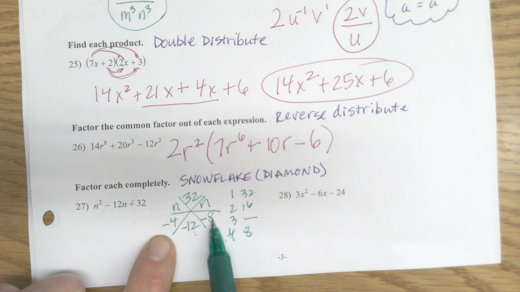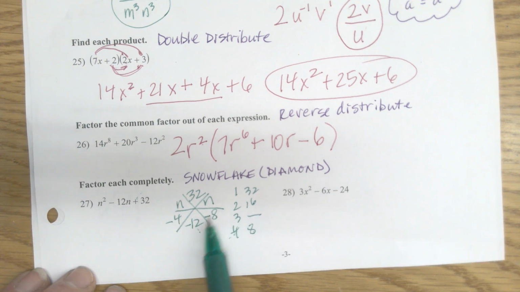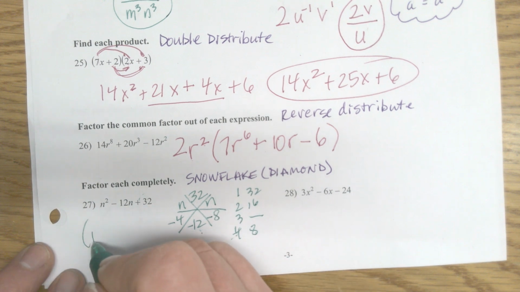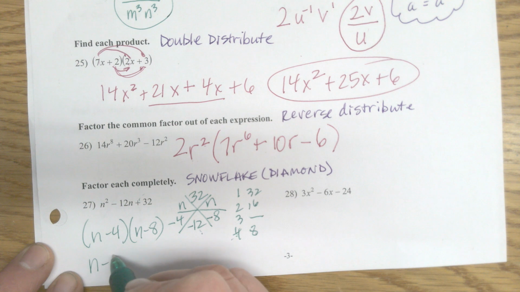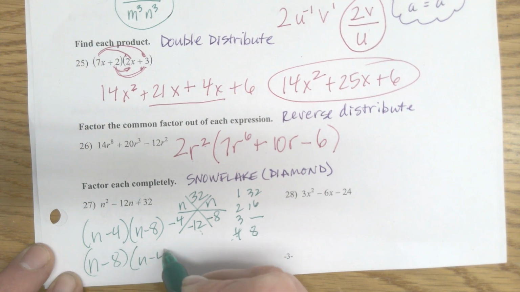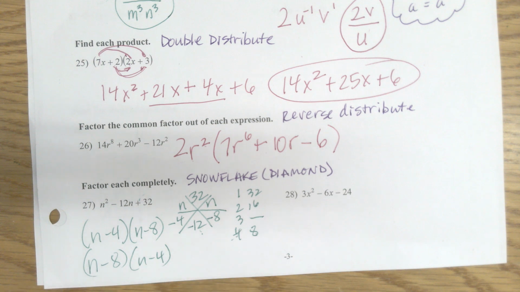If I multiply those two, negative 4 times negative 8, do I get positive 32? Yes. If I add them, do I get negative 12? So my answer is n minus 4, n minus 8. Or it could be n minus 8, n minus 4. If you don't see it in this order, it could be in the other order, and that's fine.